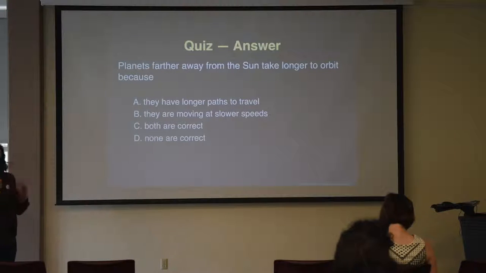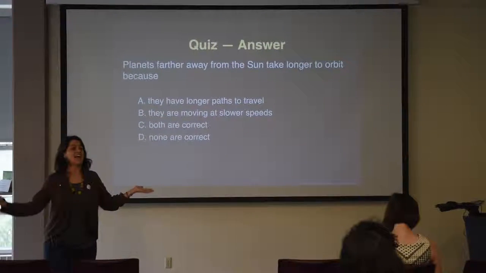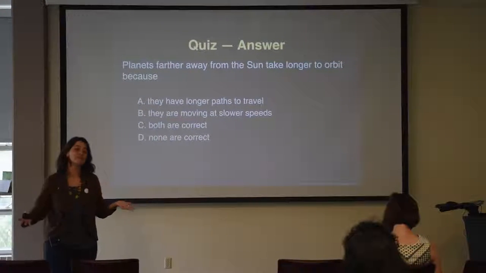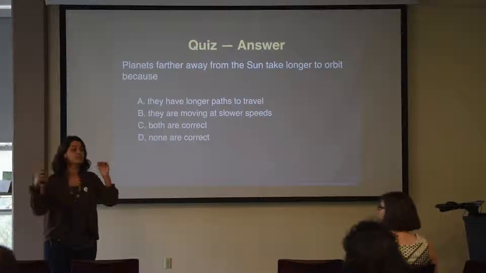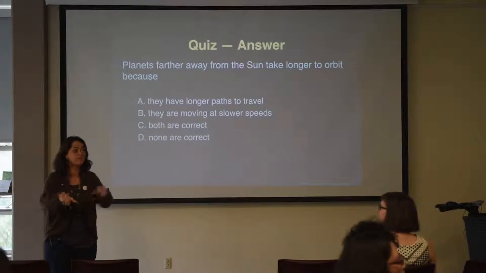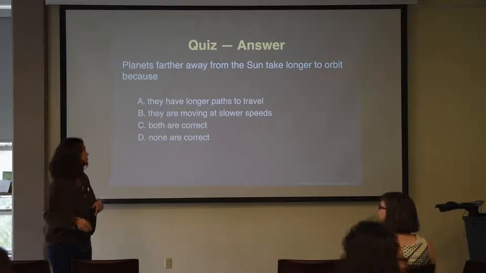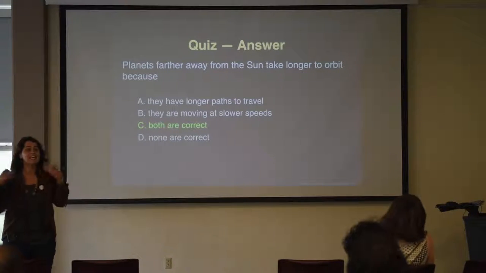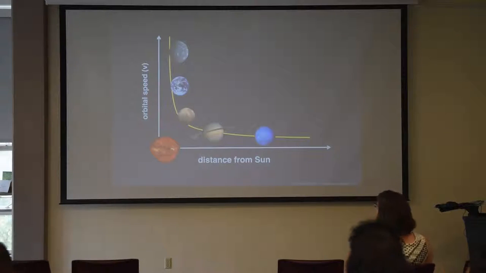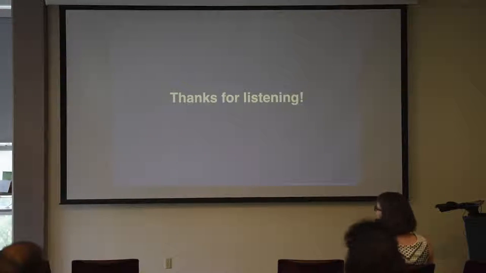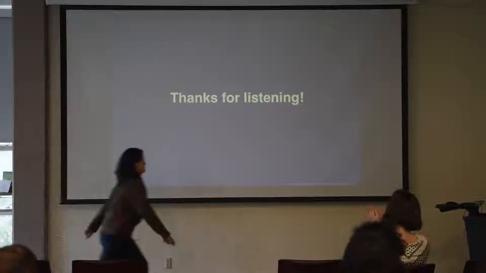Again, because I have 30 seconds, I have to cut you off, which I will never do in my class, because not only were you great at engaging and discussing, you also were meeting the people around you, who might become your study group or something. The right answer was C, if you wanted to know. That's actually the graph that it should be on how the planets are. Thanks for listening.